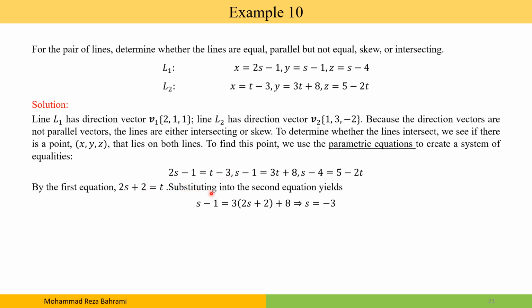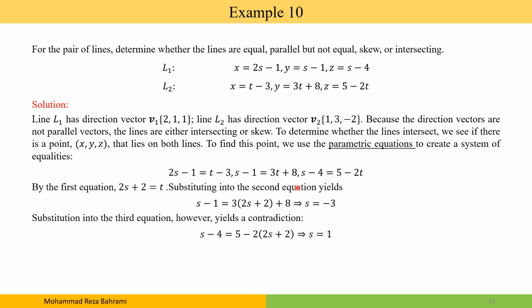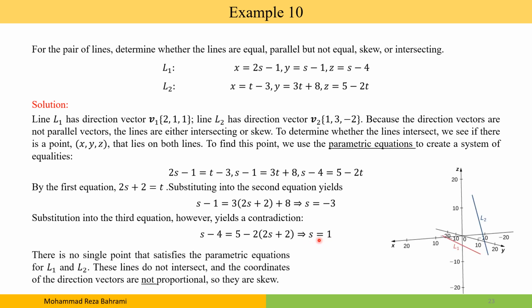And we substitute it into the second one. So t substituted here, we get s. We calculated s, so we have s equals minus 3. Now, let's substitute it into the third equation. So it yields a contradiction. So from here, we have s equal to 1. Which means that there is no single point that satisfies the parametric equations for lines L1 and L2. So which means that they are not intersecting.